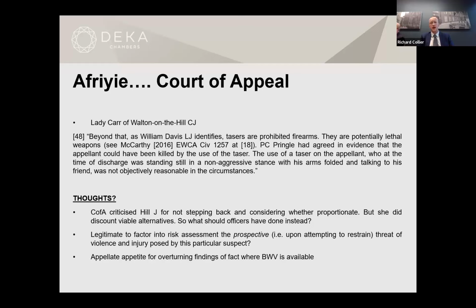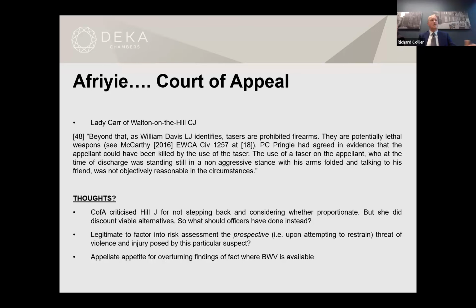arrest. And to my mind, it is legitimate, because what the Court of Appeal said here is, well, at the point you used the taser, he was compliant. Well, not compliant at least, but he was just stood there with his arms crossed. It's not like he was running at you trying to attack you. But that ignores the prospective threat of violence that the officers had to factor into their risk assessment, because they would have been thinking, yeah, he's not doing anything right now, but when we have to go over and try to arrest him, he's going to physically resist then. So what on earth do we do?